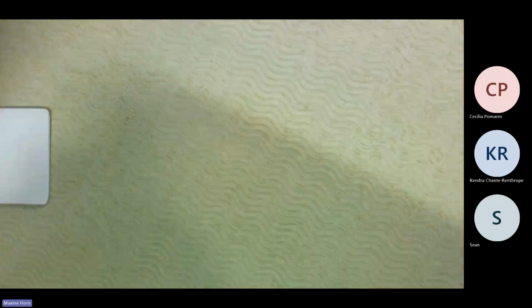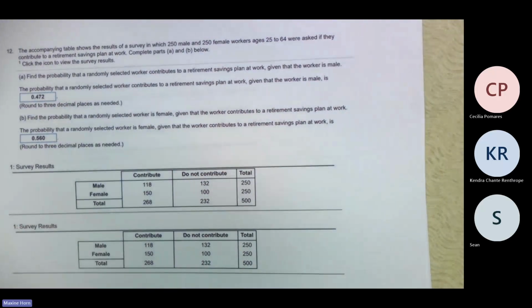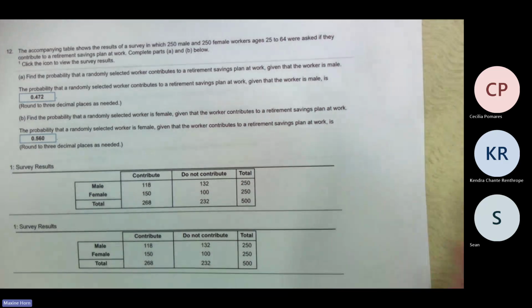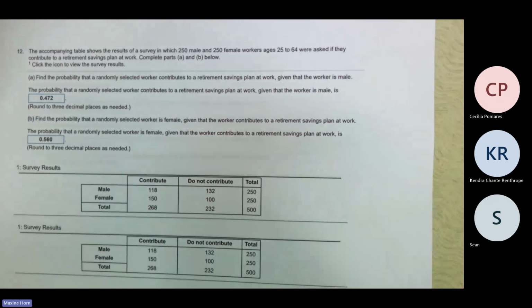All right, number 12. For this one, I have written out the survey results twice so that we can actually mark on them for both parts of this question. These tables are the same; I just copied them twice so that we could look at the problem two times, for part A and part B. The accompanying table shows the results of a survey in which 250 male and 250 female workers ages 25 to 64 were asked if they contribute to a retirement savings plan at work. Complete parts A and B below.